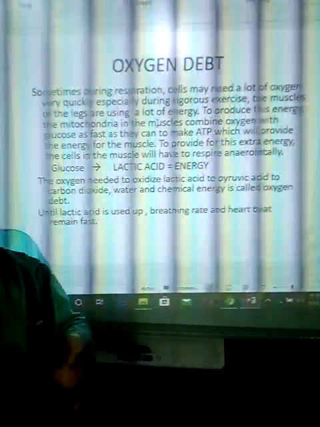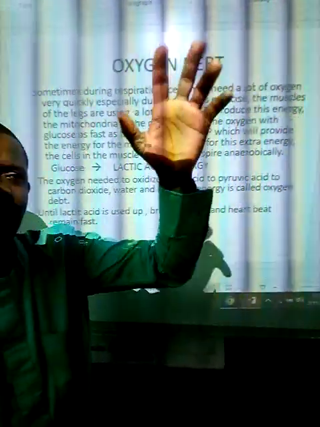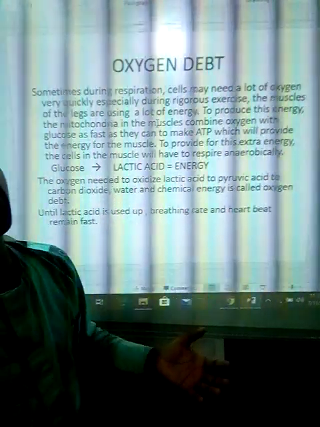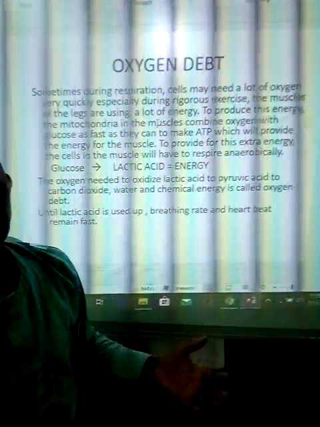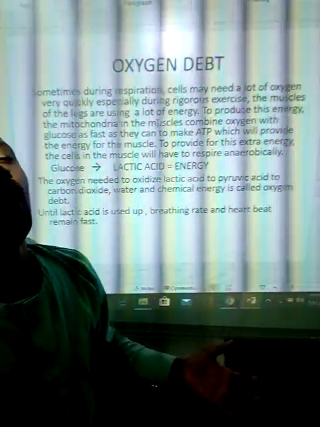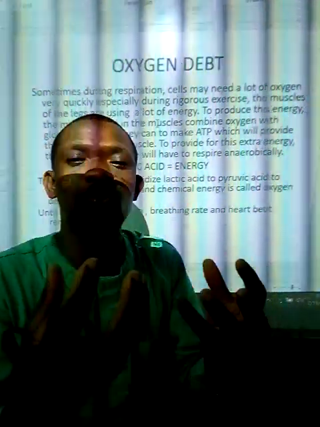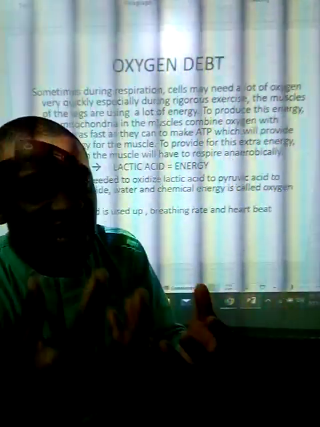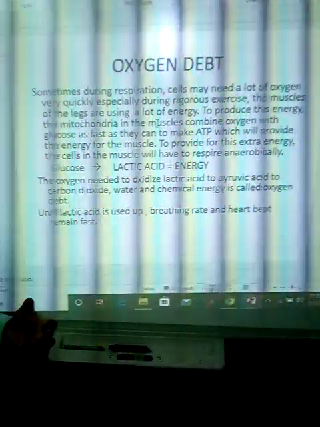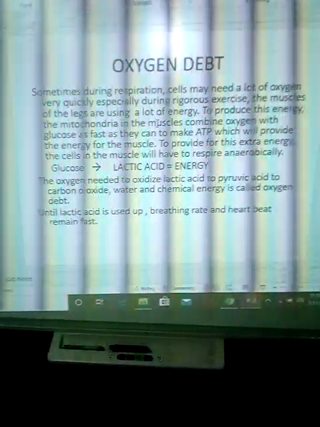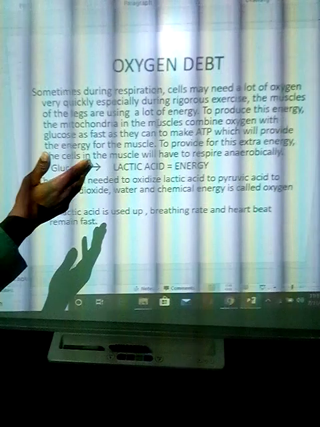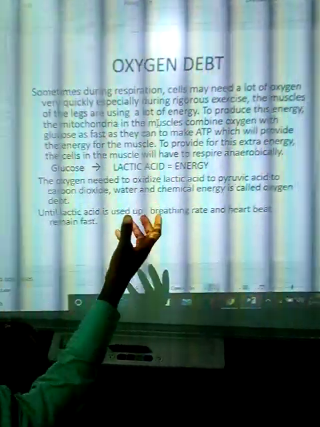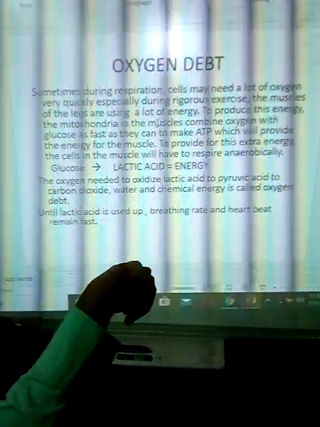Because the temperature is too high, at a point an endurance athlete will begin to pant. They begin to breathe with their what? With their mouth. Because at that temperature, oxygen can't move in through the nose. So there is accumulation of what we call lactic acid.